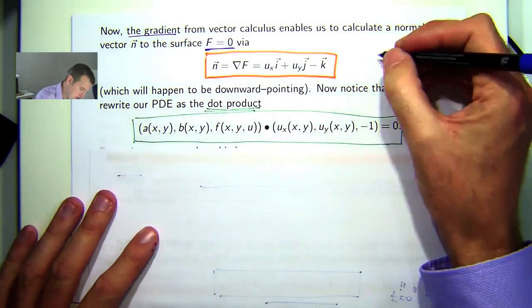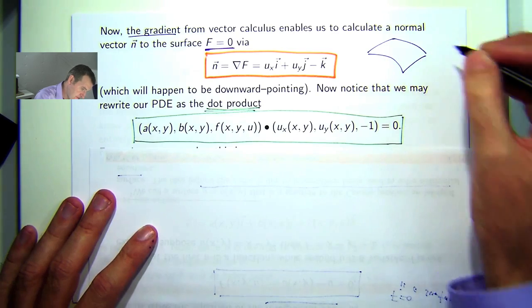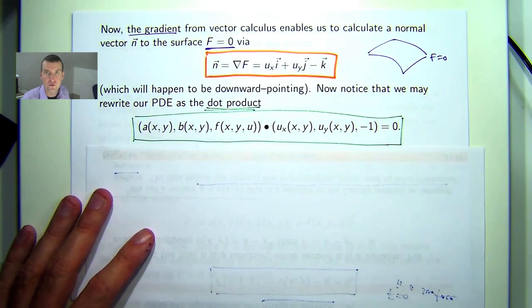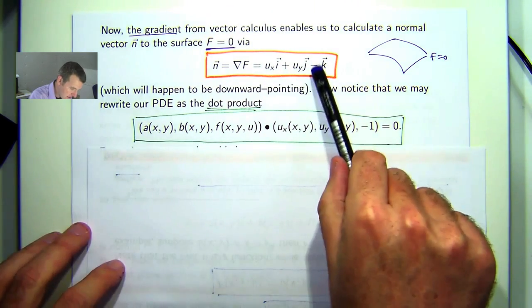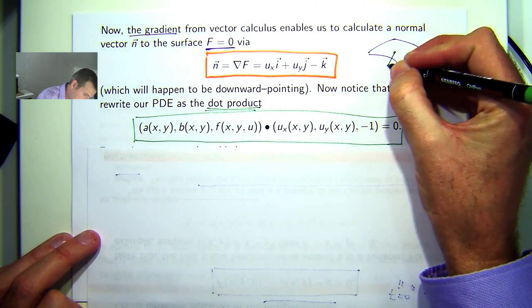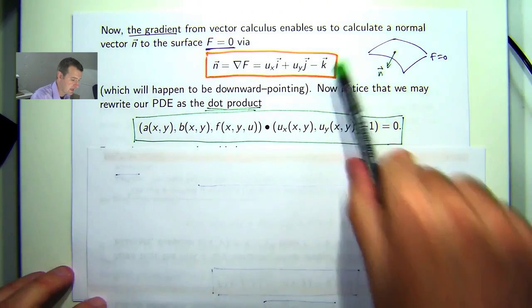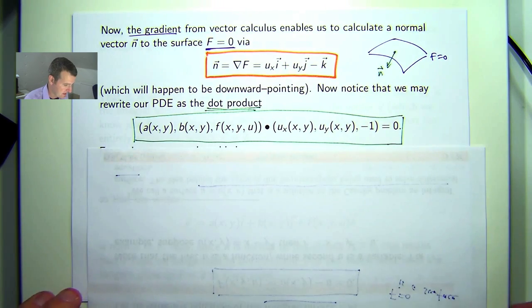component. Okay, so now, we know geometrically that this will be a normal vector to this surface. Okay, in particular, you see you've got a negative k component, so the vector will be downward pointing. Okay, because you've got a negative k. So here's our surface, here's our normal vector.